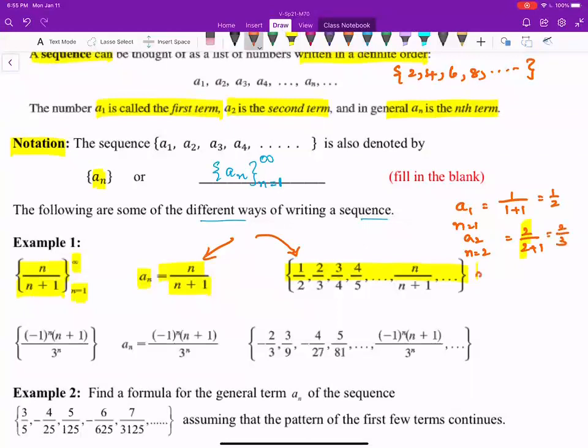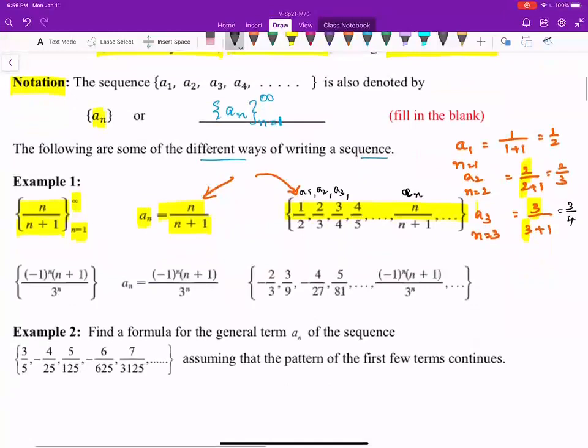Then n equal to 3 gives a3. So you have to substitute 3 divided by 3 plus 1. Only n gets changed to the value that you plug in, which gives 3 divided by 4. So you get a1, a2, a3, and so on successively. And this is the nth term, the generic term.